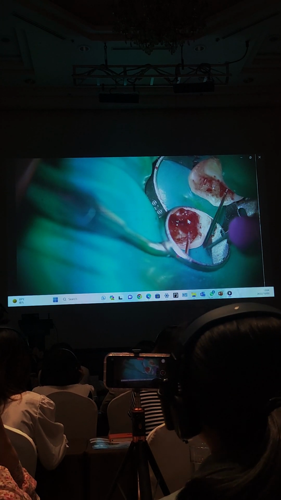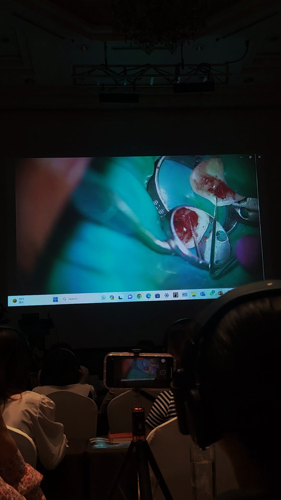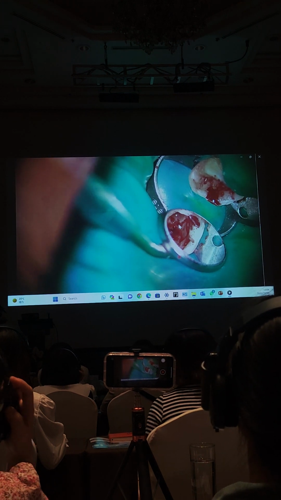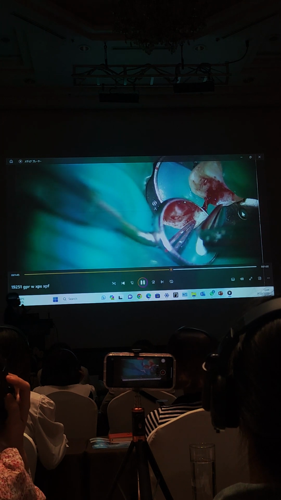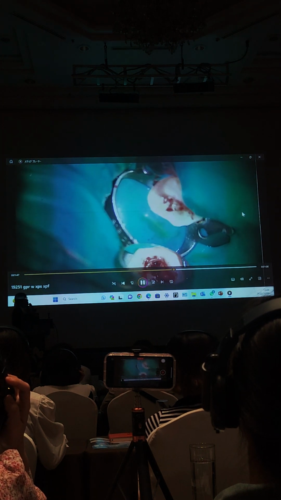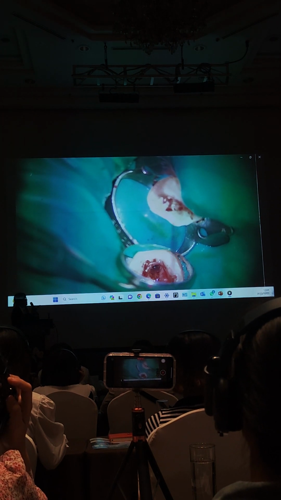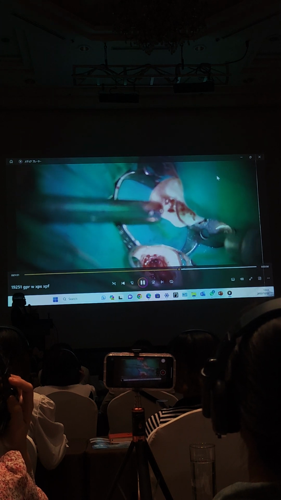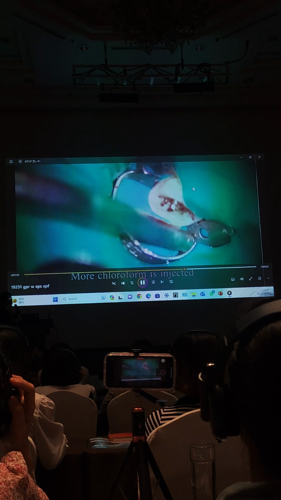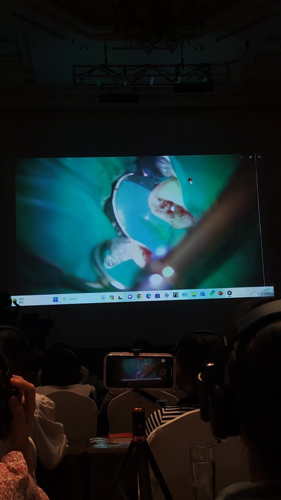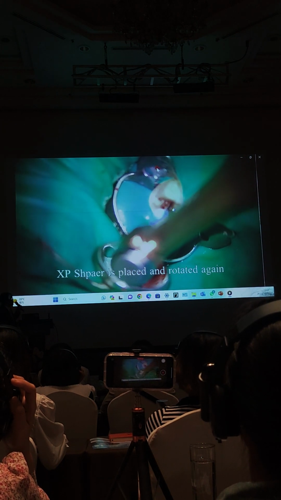So now you see gutta-percha came out from the periapical tissues. Here. I took it out. And another one. So now I injected more chloroform into the periapical tissue.